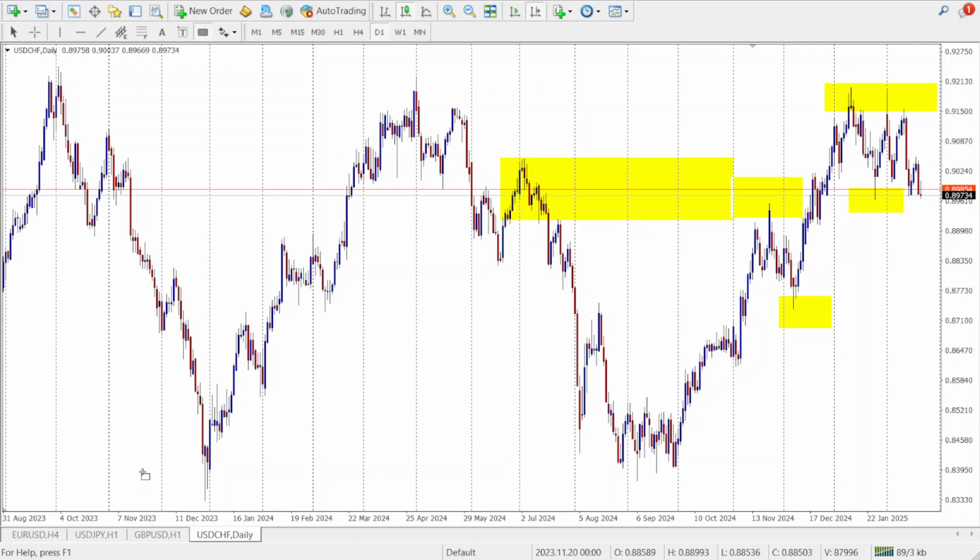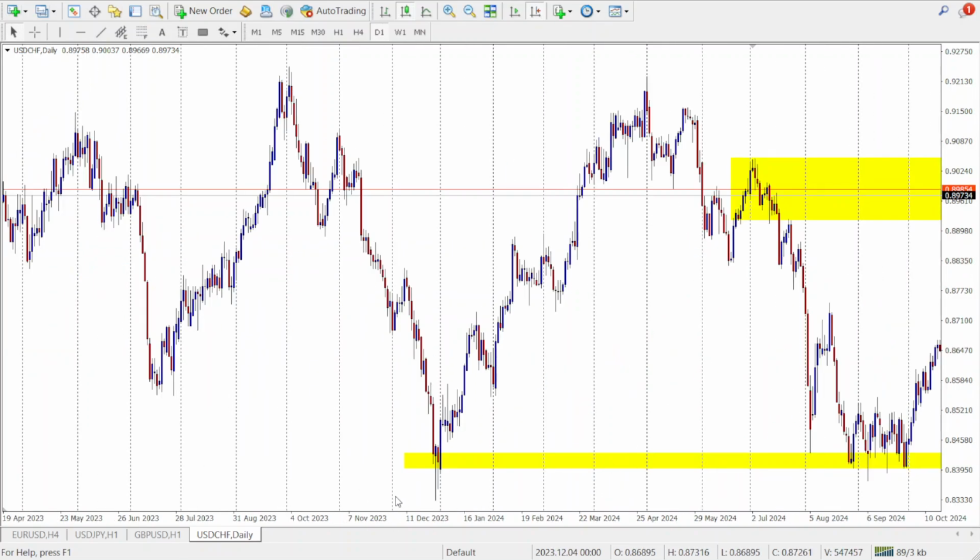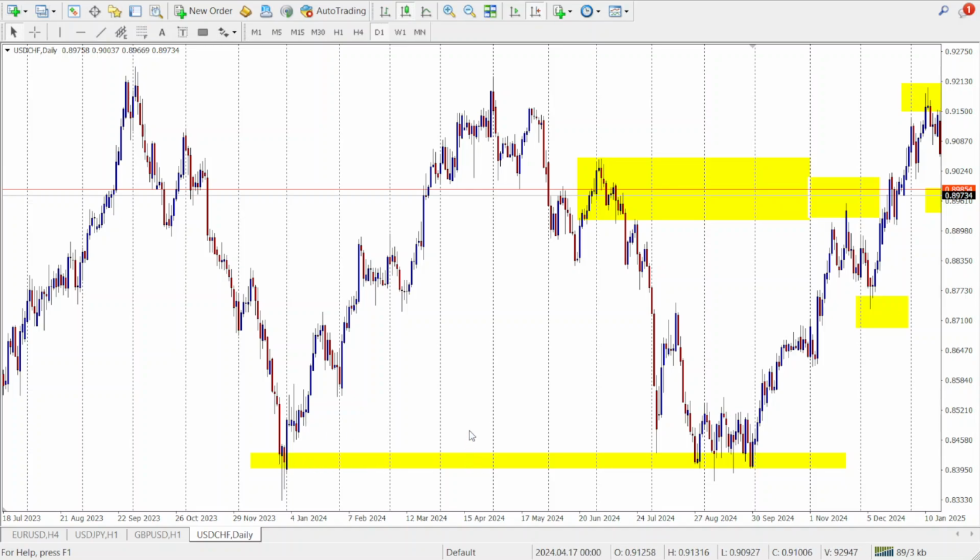Well, in this area, in this zone, we had a spike below this support, right? And you can see just shortly afterward, we had a reversal. And these are areas where traders might have set their stop losses and pending orders, and you can see what happened.